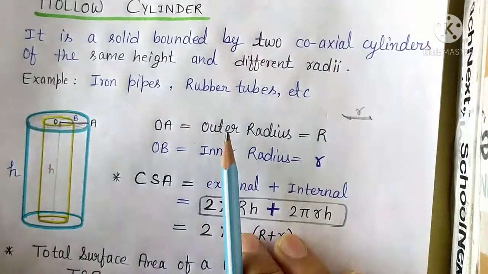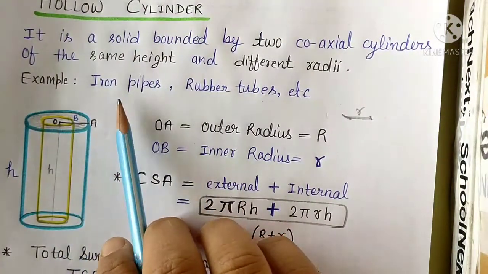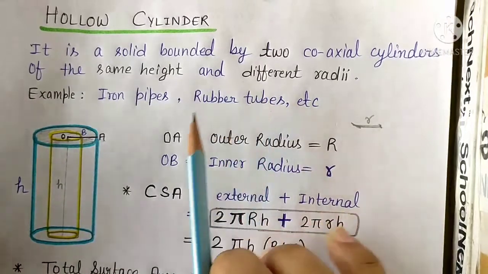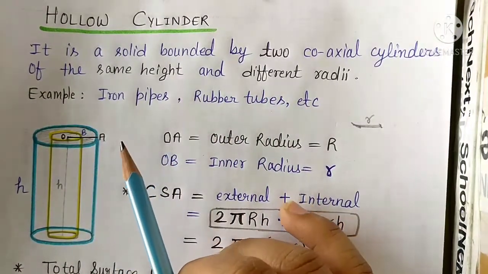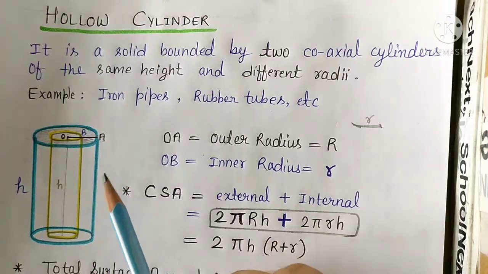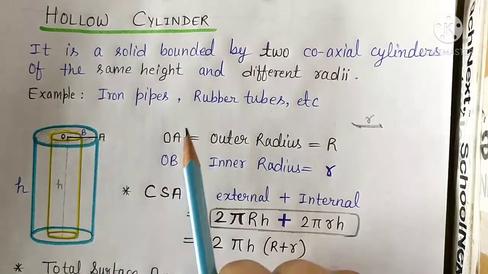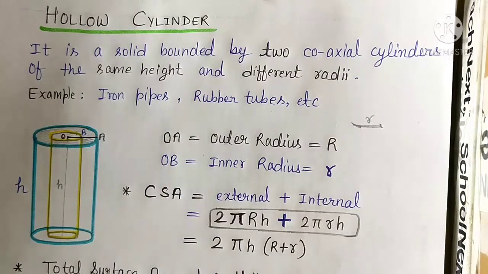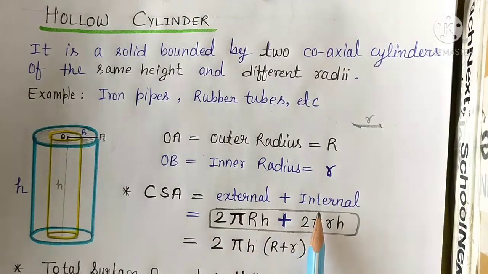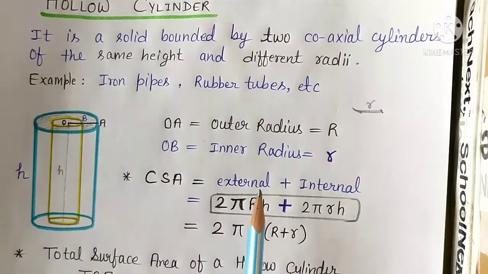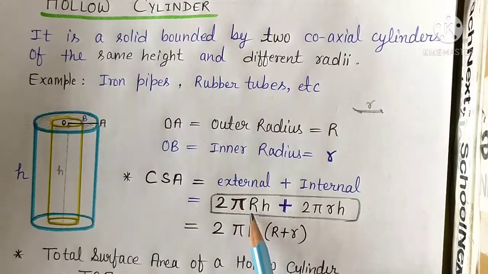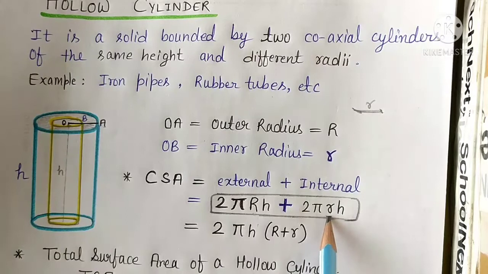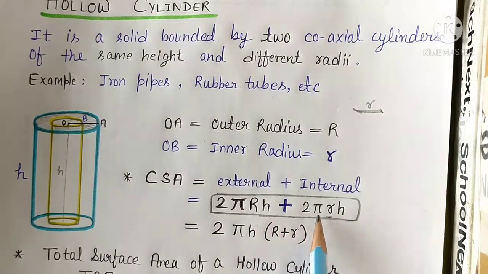In hollow cylinders, examples are iron pipes and rubber tubes. All these are examples of the hollow cylinder. So questions will come further where we have to work with capital R and small r, the outer radius and inner radius. There you will find the CSA using this formula, where you will use external area plus internal area. It means first you have to find the external CSA, then the internal CSA. For the external CSA, you use the same formula 2πRH, but here R will be capital R, because the outer radius is greater than the inner radius. And for the internal, 2πrH with small r.